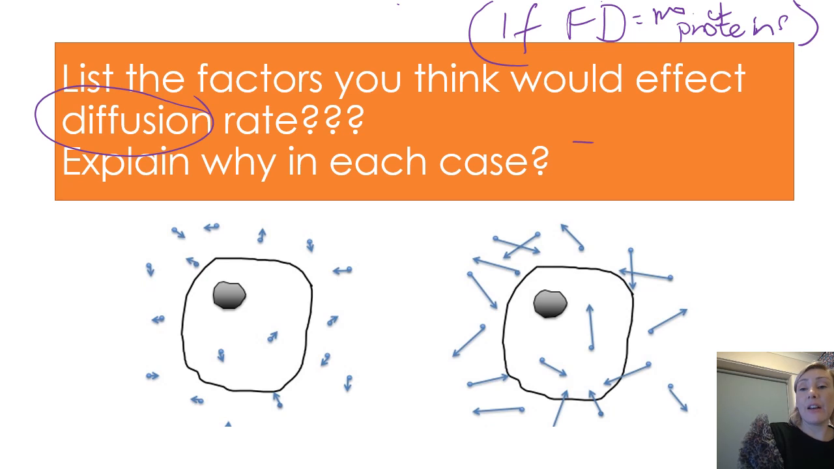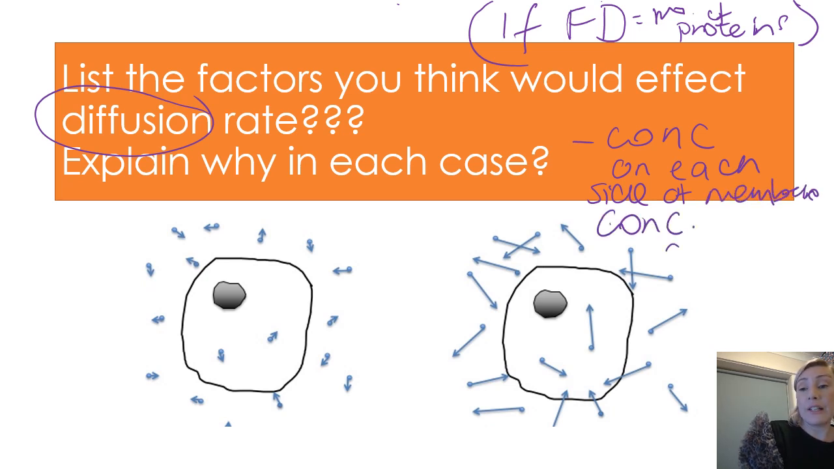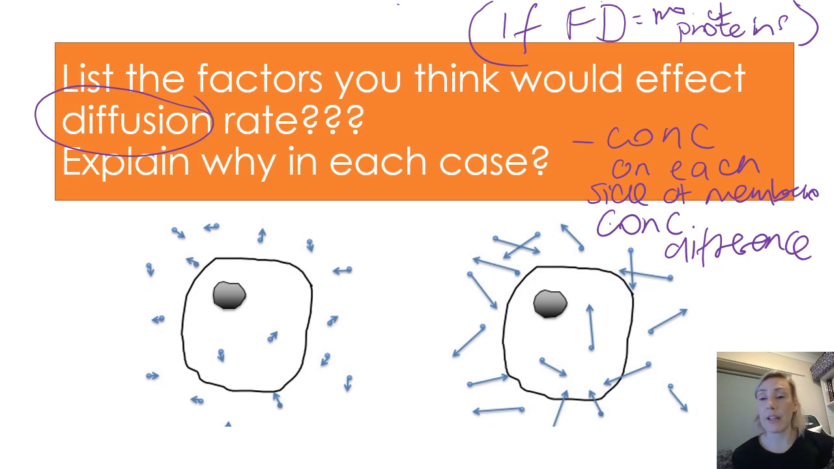So I'm hoping you've got things like the concentration on each side of the membrane. We refer to this as the concentration difference. So how big is the difference between one side of the membrane and the other? The bigger the difference, the faster the rate of diffusion.